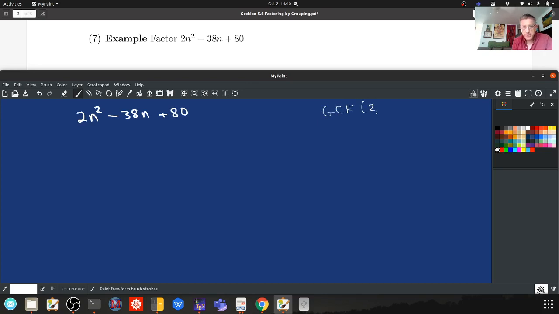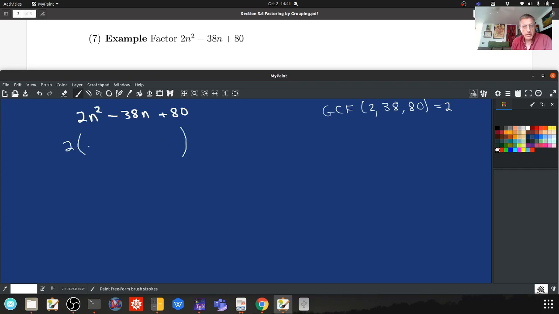of 2, 38, and 80. And what do I know? I know that the GCF is either going to be 1, or greater than or equal to 1 and less than or equal to 2. It will be 2 if 2 divides both of the larger numbers, and it does, because both of the larger numbers are even. So I'm going to transform this by factoring out a 2.